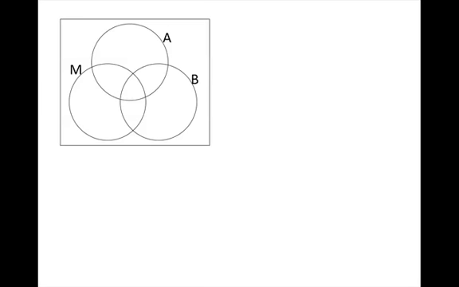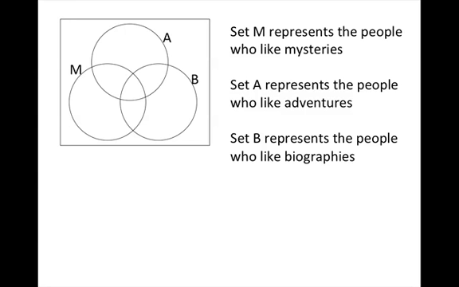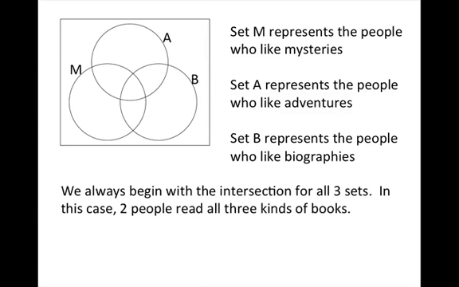So we're going to begin with the Venn diagram with 3 sets. I'm going to use M for mysteries, A for adventures, and B for biographies. So let's begin with the intersection for all 3 sets. We're told that 2 people read all 3 kinds of these books. So I'm going to put a 2 in the center.